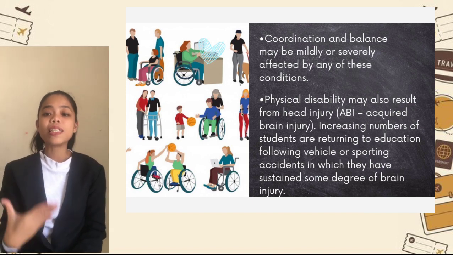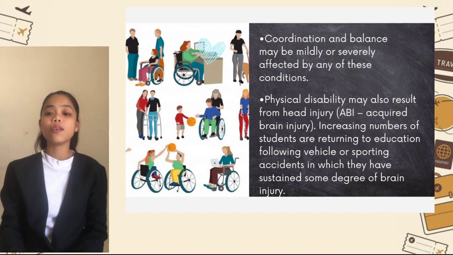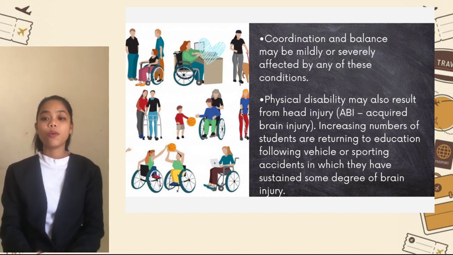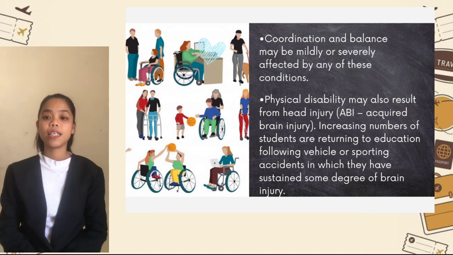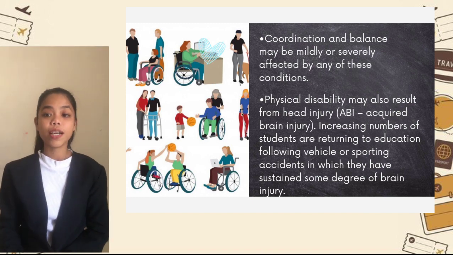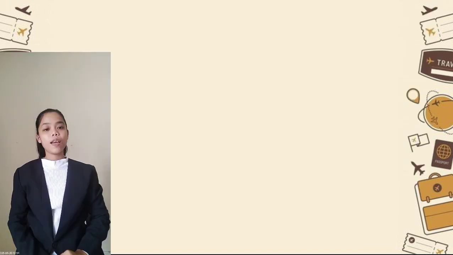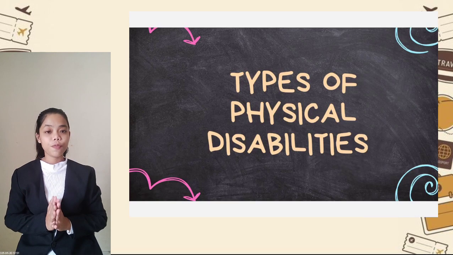So, physical disability may also result from head injuries, including acquired brain injury. Increasing numbers of students are returning to education following vehicle or sporting accidents in which they have sustained some degree of brain injury. Resulting impairment may affect speech, vision, or coordination, and the injury may also be responsible for personality disorders or depression. Now let's proceed to the different types of physical disabilities.